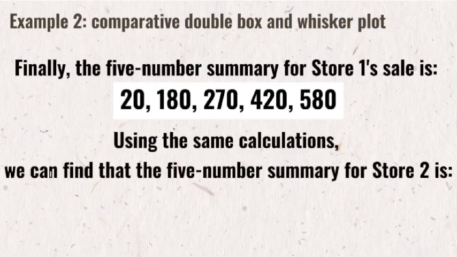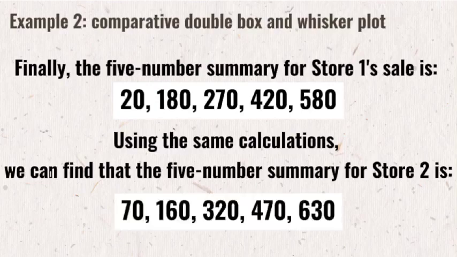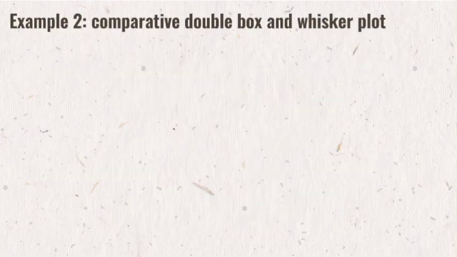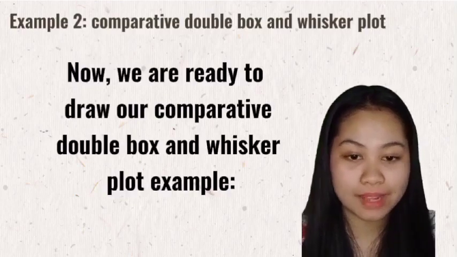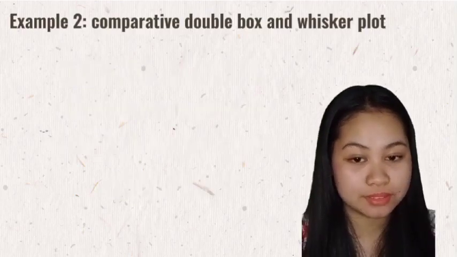Using the same calculations, we can find that the 5-number summary for store 2 is 70, 160, 320, 470, and 630. Now, we are ready to draw our comparative double box and whisker plot example.